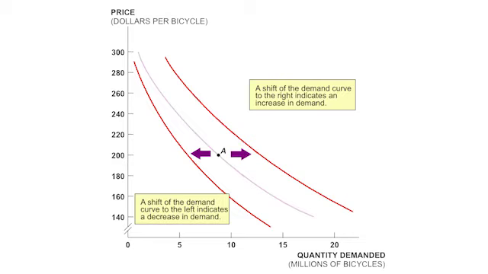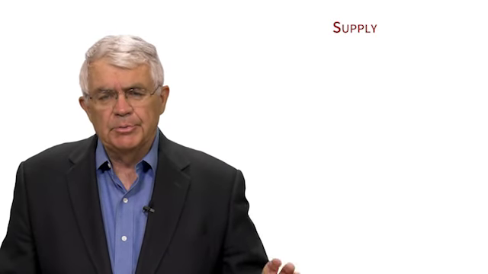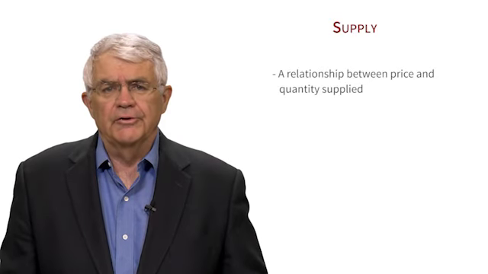Okay, so that's demand. Now let's do supply. Same kind of ideas, except now we're going to be thinking largely of the firms that produce the goods, the firms that produce the bicycles, rather than the consumers that buy the bicycles. It's still going to be a relationship. Supply is a relationship, in this case between the price of the good and the quantity that firms want to supply.